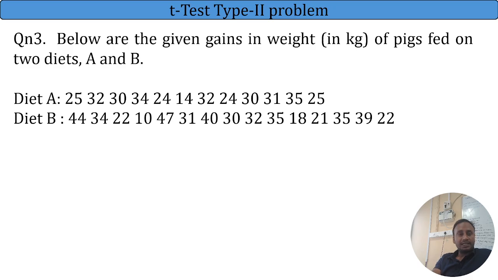Shall we solve, or is it clear? I can go ahead, because we have to discuss some chi-square test and some problems from the previous session also. Shall we solve one problem here?